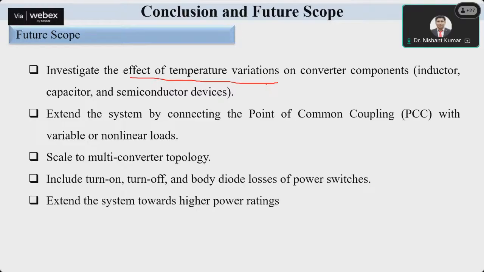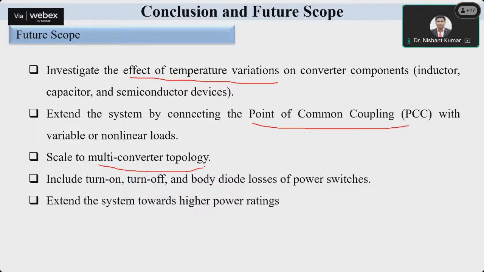Another point is that here the load dynamics are not considered on the PCC. That is also one missing point, so one can think about that also. And the converter we have taken is a very classical converter. Someone can think about additional converters, because as the converter changes, the cases change also.